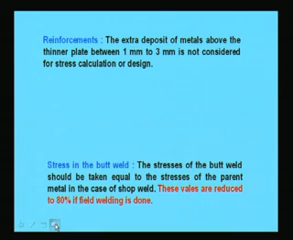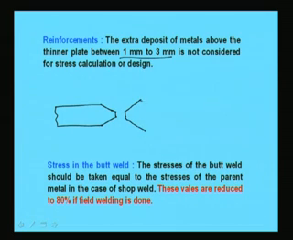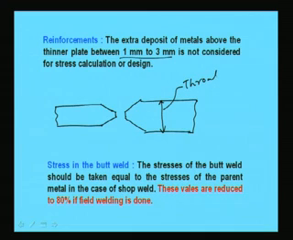Now, another parameter is called reinforcement. Basically, the extra deposit of metal above the thinner plate, between 1 millimeter to 3 millimeter, is not considered for stress calculation or design. So, this is basically called extra deposit. Now, let us see in the picture how it looks. So, one plate is given like this, which has to be welded by the butt weld, another plate is this, which is like this. Now, basically this is called the throat thickness.